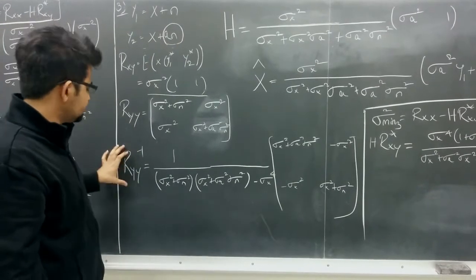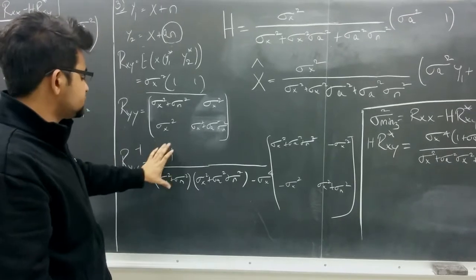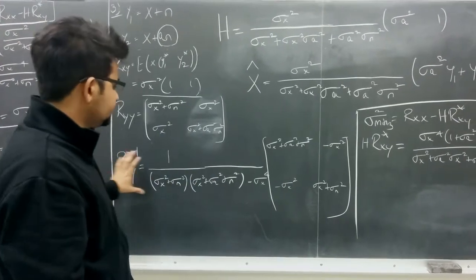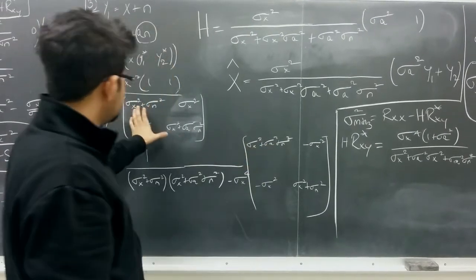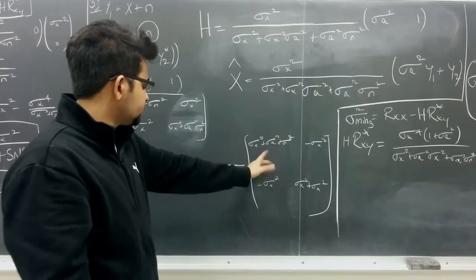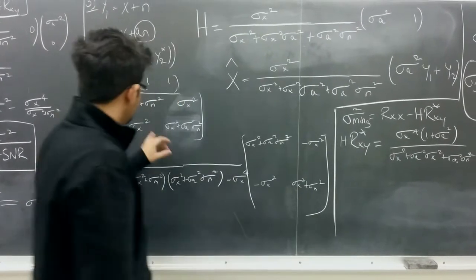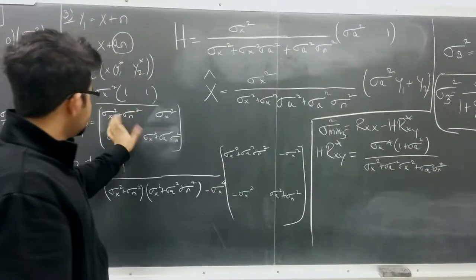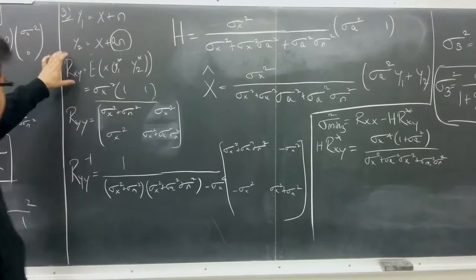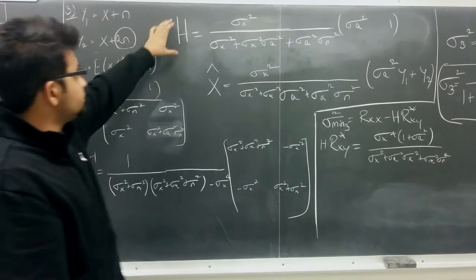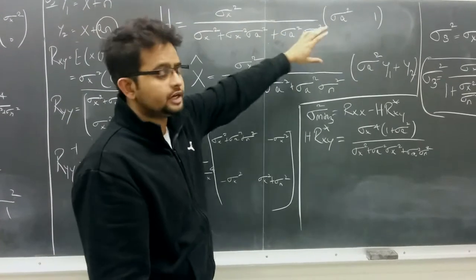And ryy inverse, we apply the previous method which we have applied for finding an inverse, which is 1 upon the determinant of that matrix, the determinant of this autocorrelation function, and the matrix with values interchanged, and the second and third values will be negated, these two values, and these two terms will be interchanged. That is how we find the inverse of a matrix. And we multiply rxy and ryy inverse, we get the value of h. This is the value of h, which is a 1 cross 2 matrix.